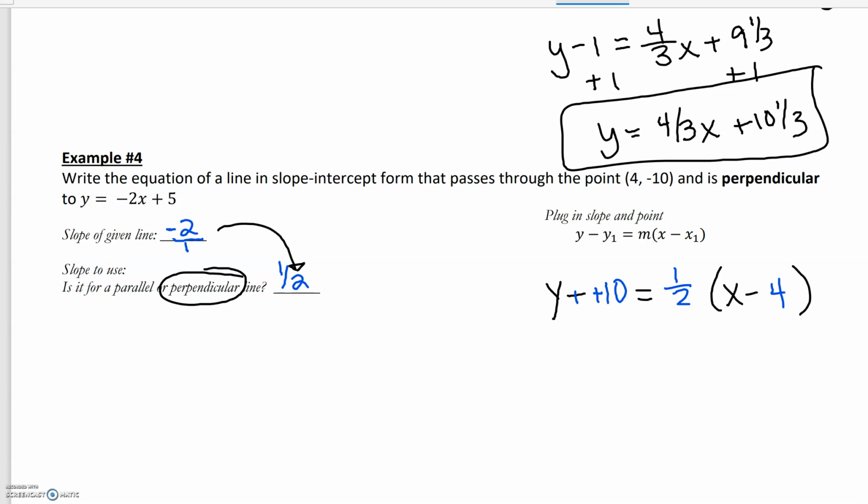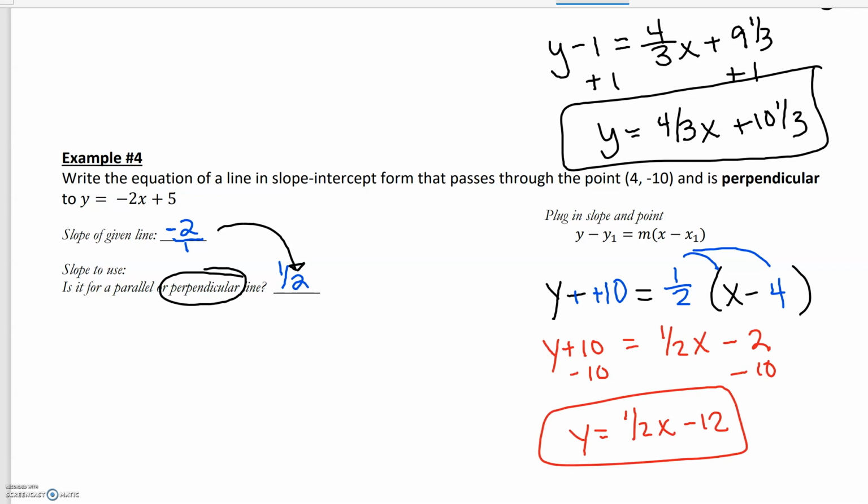You plugged in your -10, you plugged in your 4, this changed to a double negative changed to a positive. Now go ahead and distribute and then get y alone. Distributing the half, 1/2 x minus 2, so half of 4 is 2, and then minus 10. So y equals 1/2 x minus 12.